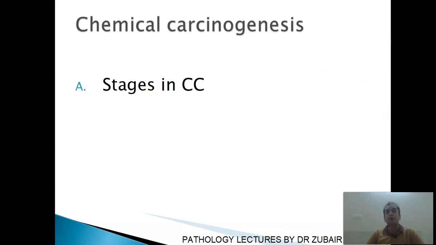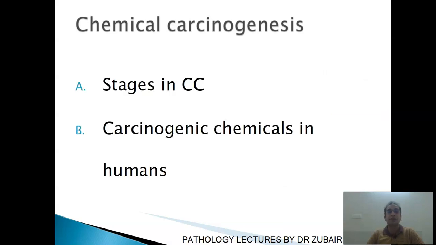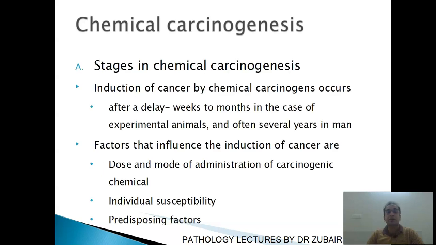So what are the steps in chemical carcinogenesis? We will see, and we will see also the carcinogenic chemicals in humans. Now, stages in chemical carcinogenesis. Induction of cancer by chemical carcinogens can occur after a delay of weeks to months in experimental animals and often several years in man. That's why we say when you smoke, immediately you don't get cancer, but after a period of about 10 years, the incidence of bronchogenic cancer and oropharyngeal cancers increases.